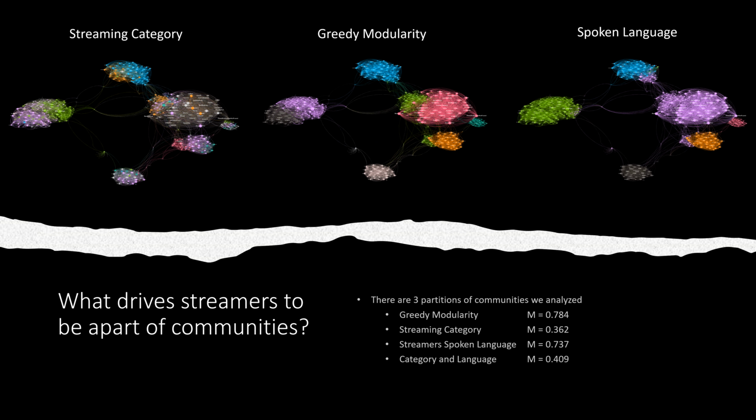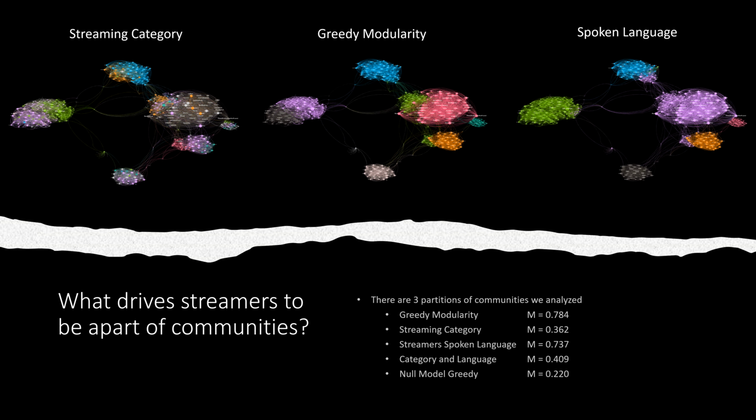Next, I tried to categorize them by both the category and the language they spoke, and this came to a value of 0.4. So we can see that both language and the category they stream play a huge factor in what community they are in. And finally, for comparison, I tried it on the null model, and it came out at 0.2, significantly lower than the modularity we see in our real network.